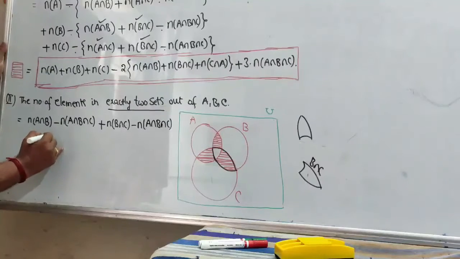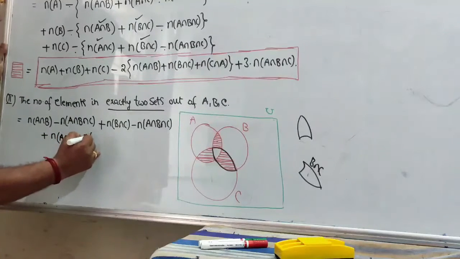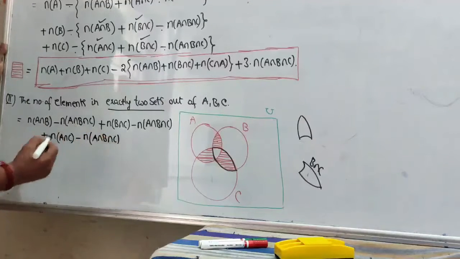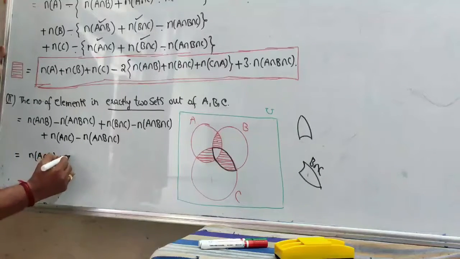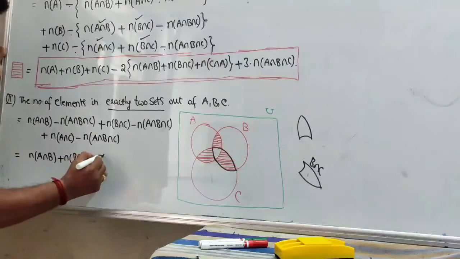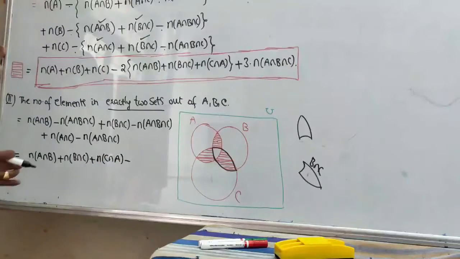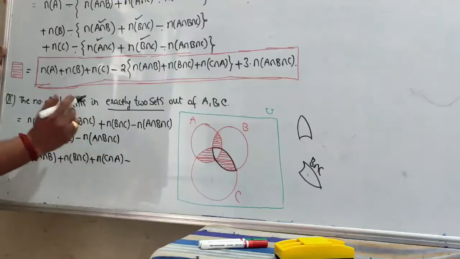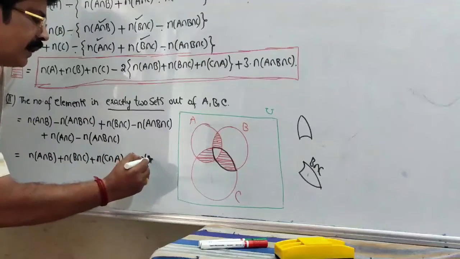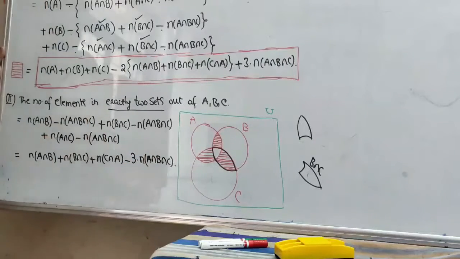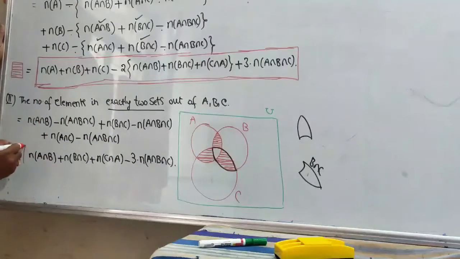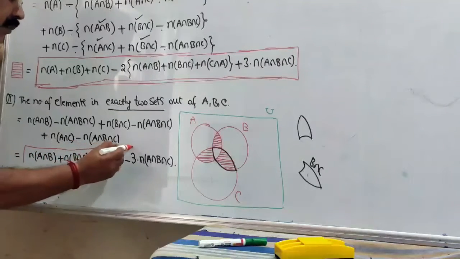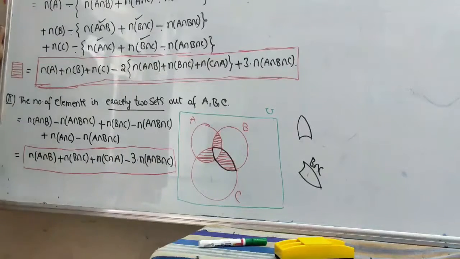Next, plus n of A intersection C minus n of A intersection B intersection C. So on simplification, that is equal to n of A intersection B plus n of B intersection C plus n of C intersection A minus 3 times n of A intersection B intersection C. This gives the total number of elements in exactly 2 sets out of the given 3 sets.